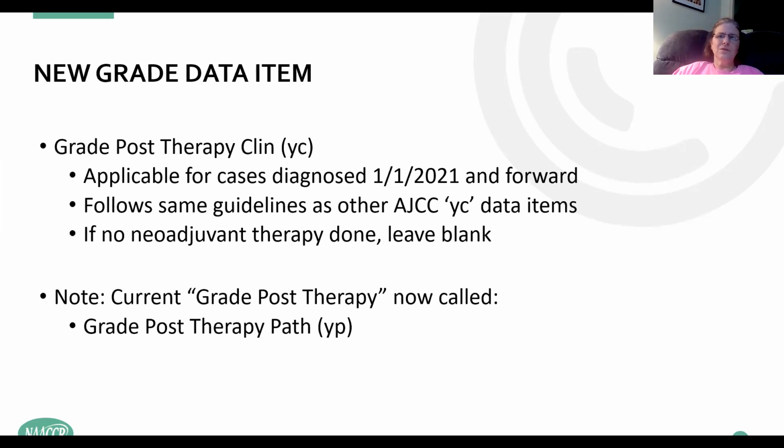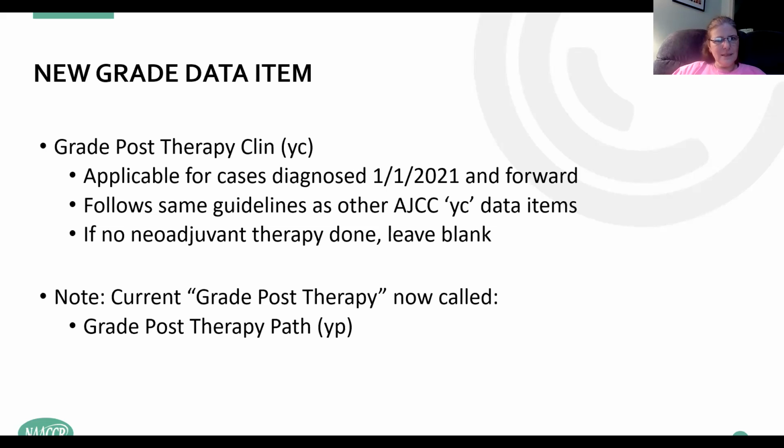It follows the same guidelines as all the other YC data items. So if you're looking for guidelines on how YC is done, you need to go to AJCC or the STORE manual, which will explain all the YC data items. Of course, if you have no neoadjuvant therapy, you leave it blank. And our grade post therapy is now called grade post therapy PATH or YP. So we have the YC and the YP.